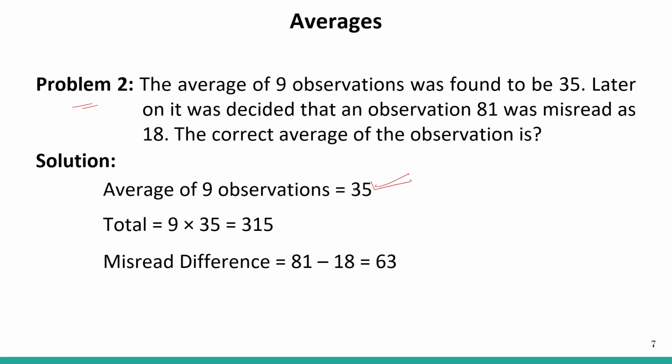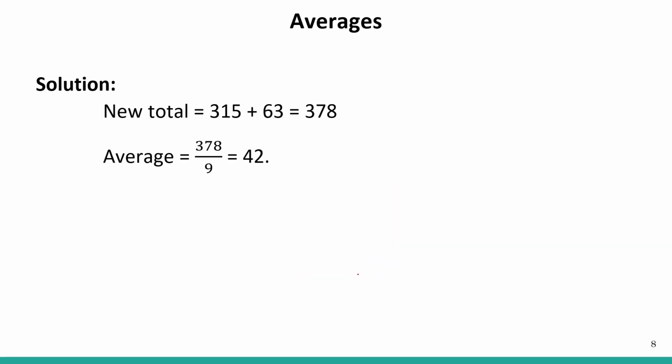So the average of 9 observations is equal to 35. So the total, 9 into 35, is equal to 315, the cumulative count. The misread difference was 81 minus 18, right? That is equal to 63. So 63 was the difference. So the new total is 315 plus 63, which is equal to 378. So the average will be 378 by 9, which is equal to 42.